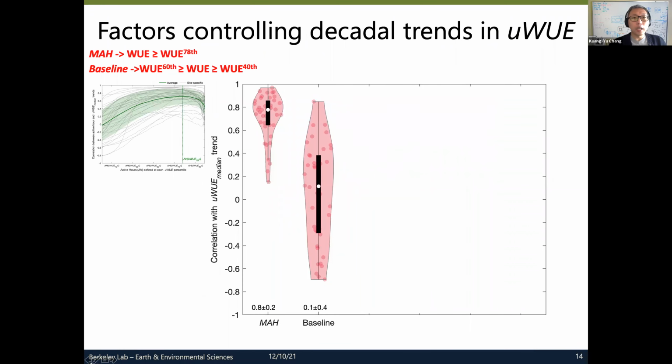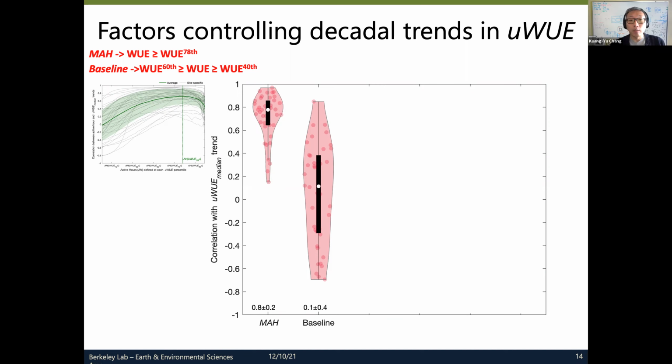Anyway, we calculate the MAH, and we also calculate the number of hours when underlying water use efficiency is between its 40th to 60th percentiles, denoted as baseline, and calculate the MAH and baseline correlation with underlying water use efficiency trends inferred from individual sites. Our results indicate that MAH trends have stronger predictability on decadal water use efficiency trends than those in baseline active hours, suggesting that emerging water use efficiency trends are more sensitive to short-term favorable weather conditions than to baseline climate.